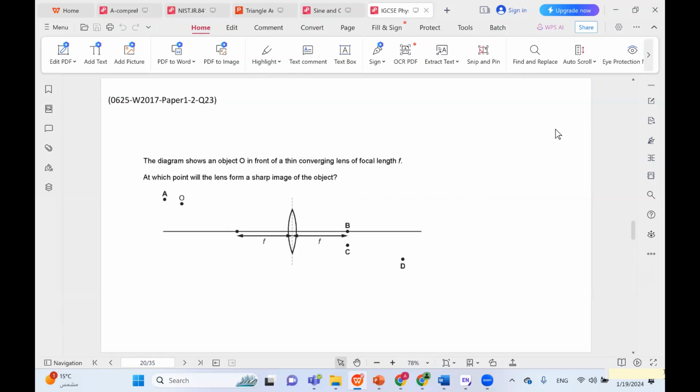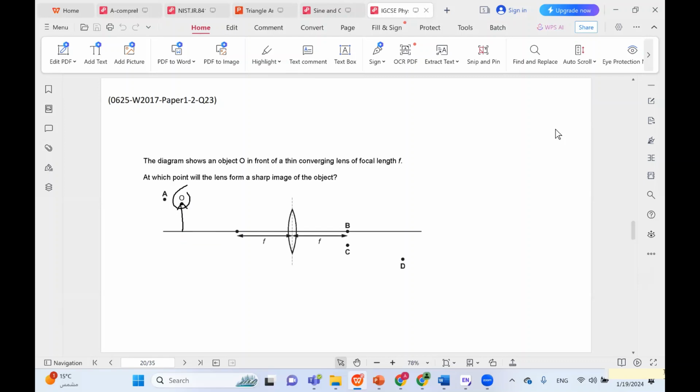The diagram shows an object O in front of a thin converging lens of focal length F. At which point will the lens form a sharp image of the object? So we have object O here, and we want to know where the image will be formed.